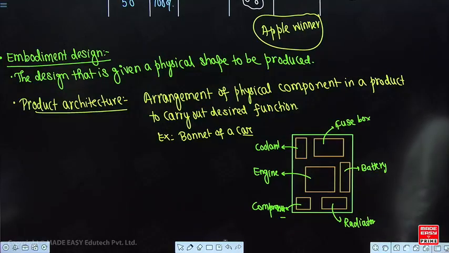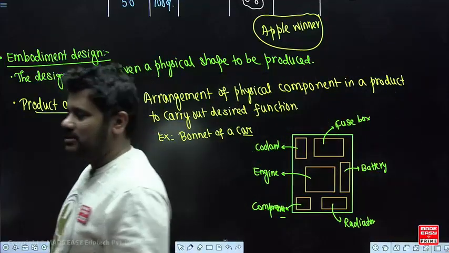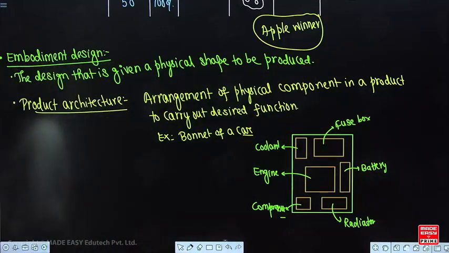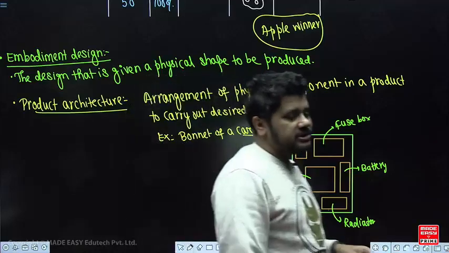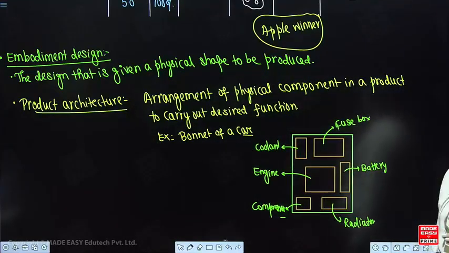Now the product architecture can be of two types. One is integral architecture and another is modular architecture.